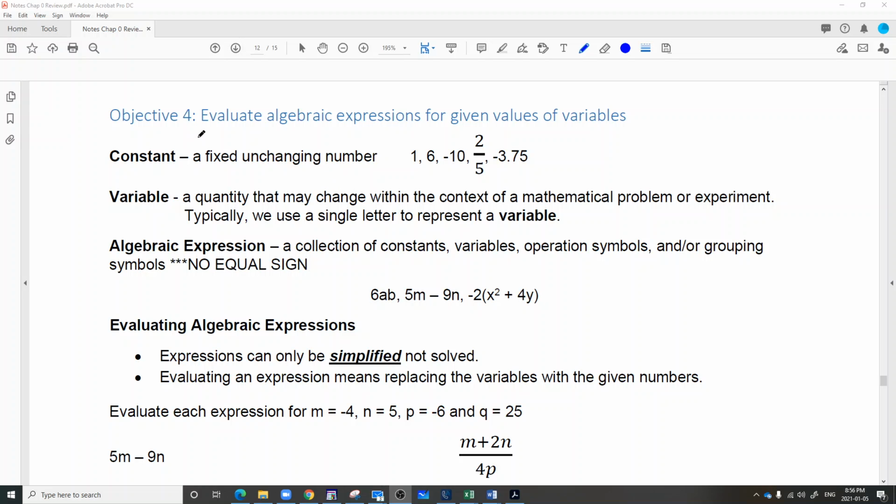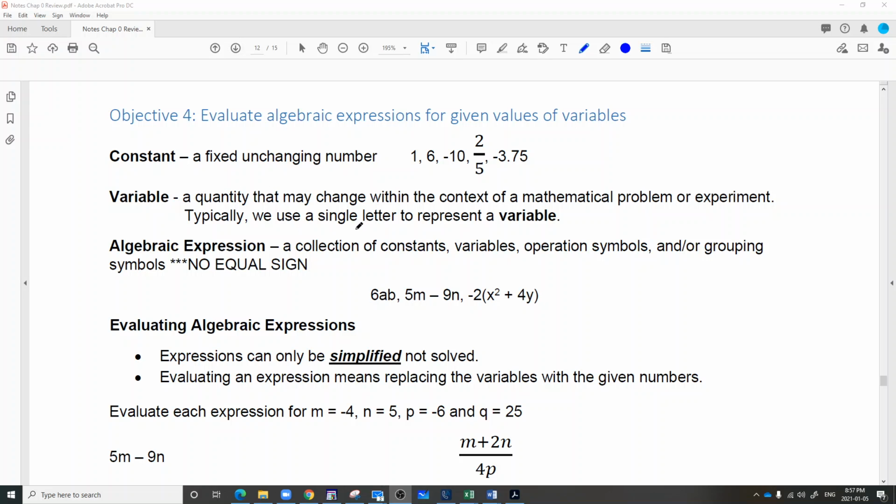In objective 4, we're taking our order of operations just one step further. So before we can do that, I want to make sure that you are clear on a few terms. The first one is this term constant. A constant is a fixed or unchanging number. It's something that is constant. It won't change. A variable is one that can change.